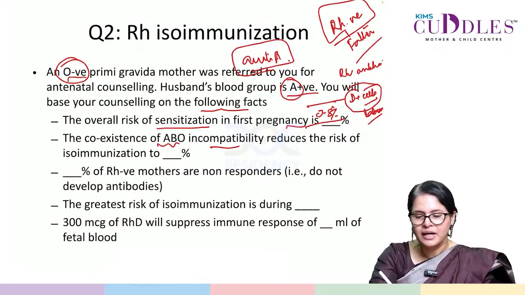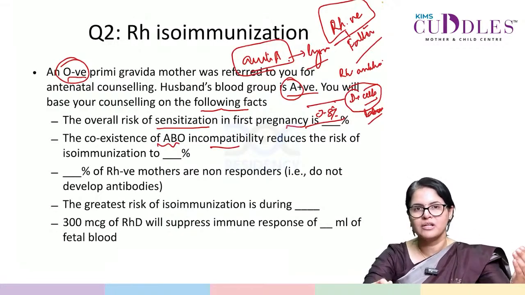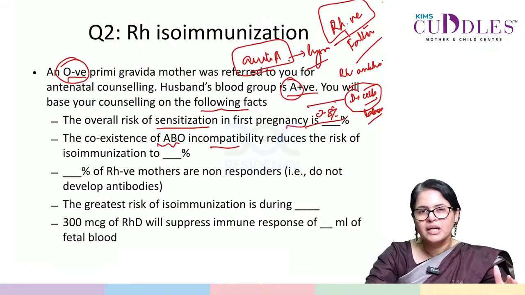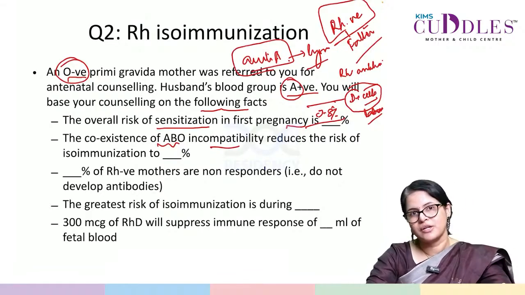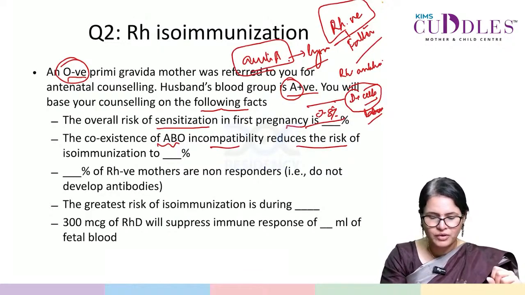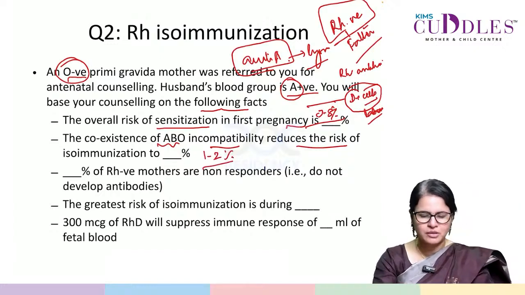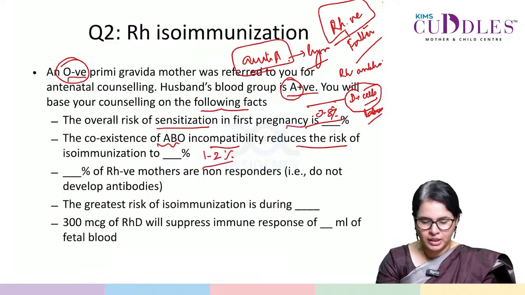These anti-A antibodies can cause some lysis of the fetal RBCs even before they manage to sensitize the mother with the RH antibodies. Hence, ABO incompatibility in pregnancy is actually protective against RH isoimmunization, and this reduces the risk of isoimmunization to around 1 to 2%. So from 7 to 8%, it reduces to 1 to 2% with concurrent ABO incompatibility.